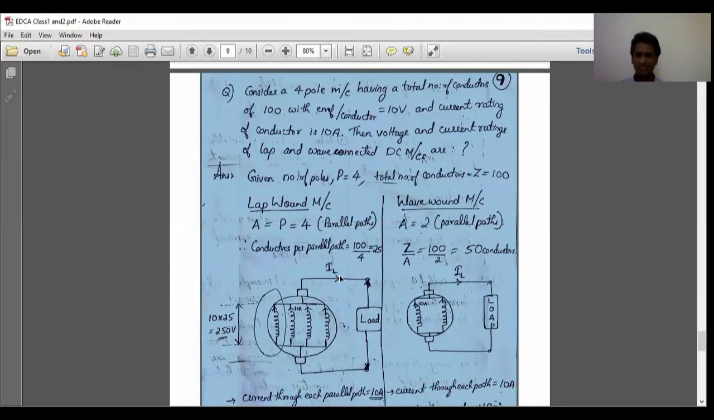Clear? Then what about the EMF per conductor? It is mentioned that each conductor generates 10 volt of EMF. Here we know that each conductor is in series with the next conductor. Thus 25 conductors are present in a parallel path, and the EMF of the path adds up across the conductors.